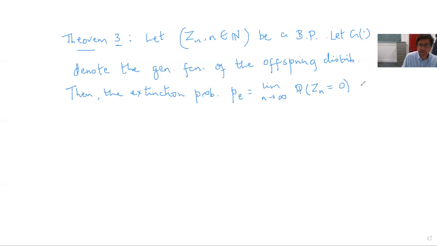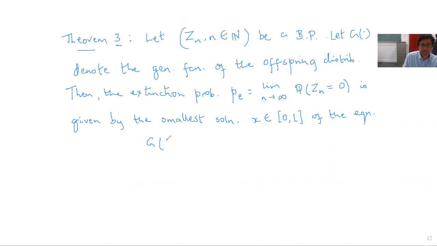This extinction probability is given by the smallest solution x in the closed interval 0, 1 of the fixed point equation G(x) equals x. Okay, take the generating function of the offspring distribution, find a value x for which G(x) equals x. And we look at what the picture looks like, and so what the smallest solution looks like. And that's going to give us the extinction probability.